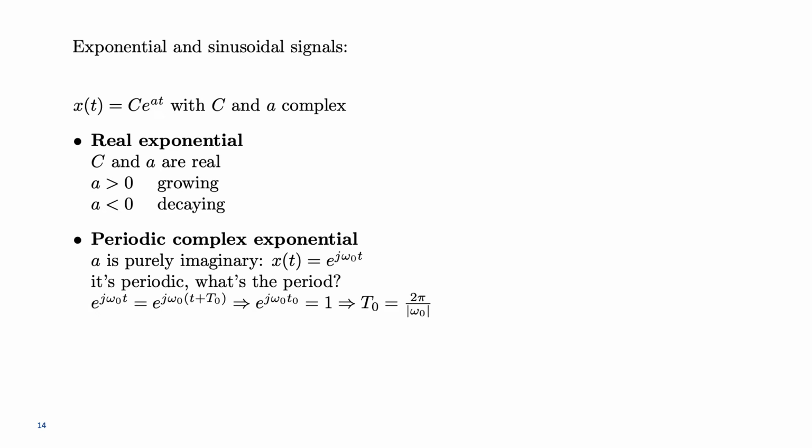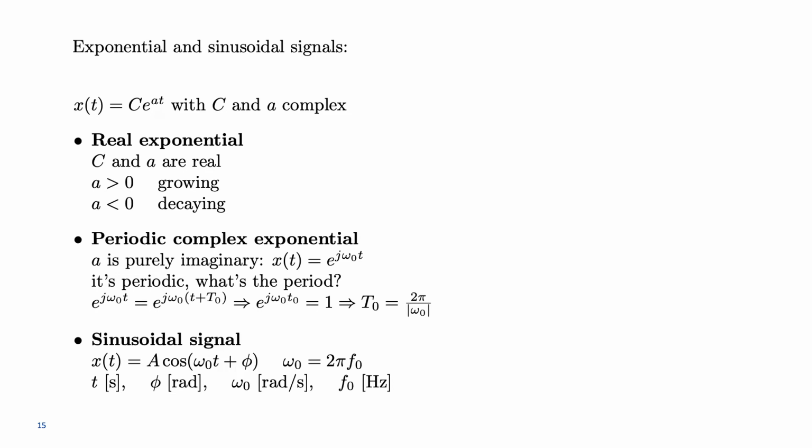This signal is periodic. Where is the period? Well, if we want to find the period, we can just look at the definition of periodic signals and see when that relationship holds. The relationship is e to j omega 0 t equal to e to j omega 0 (t plus t0). So what is t0? What is the period such that that condition holds? Well, through a simple manipulation, you find that t0 is 2 pi over magnitude of omega 0. Okay, so that is the period. Omega 0 in this case is the fundamental frequency.